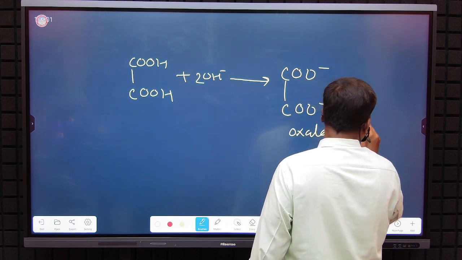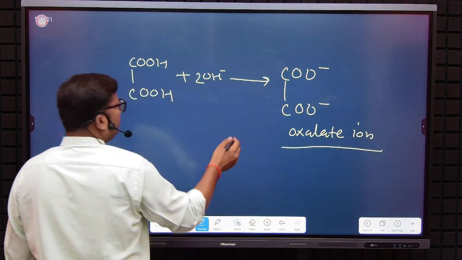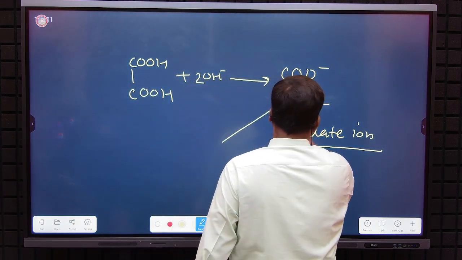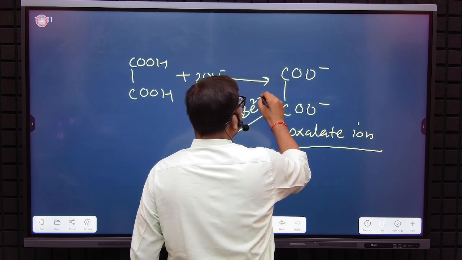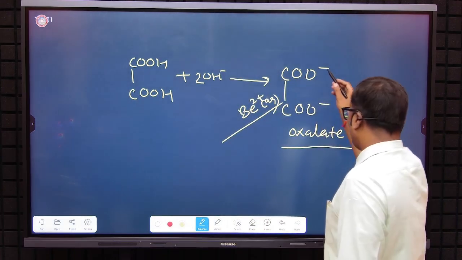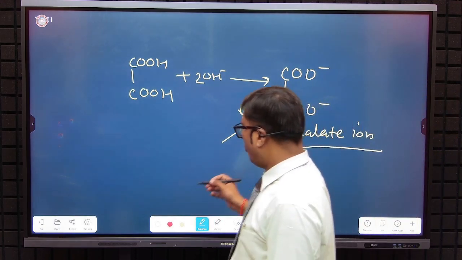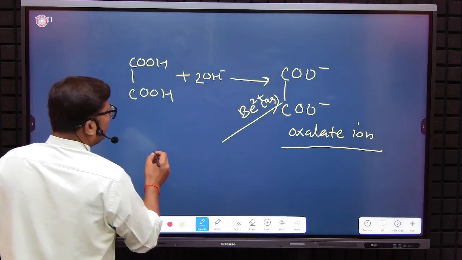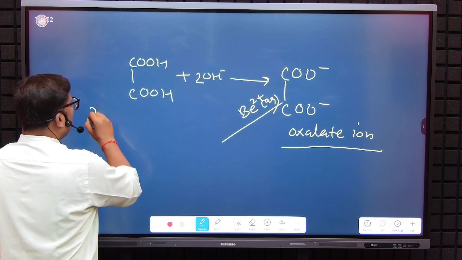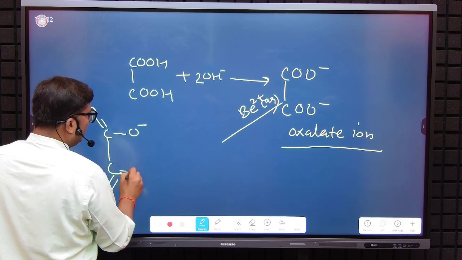Oxalate ion. So it has two negative charges, right? So what is actually the beauty of this? Once beryllium 2+ aqueous or beryllium 2+ salt is added to these oxalate ions, the formation of complexation occurs like that. So this is your C double bond O. Now this is double bond O negative, and this is double bond O negative.